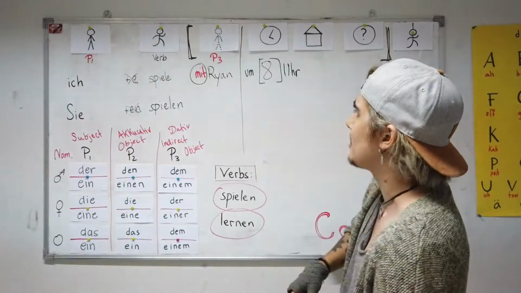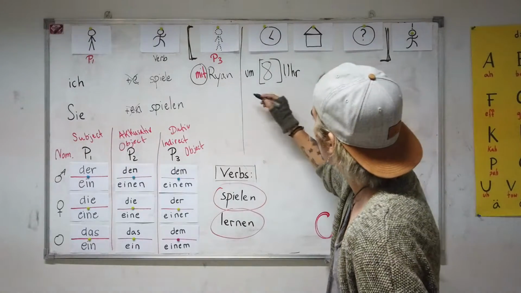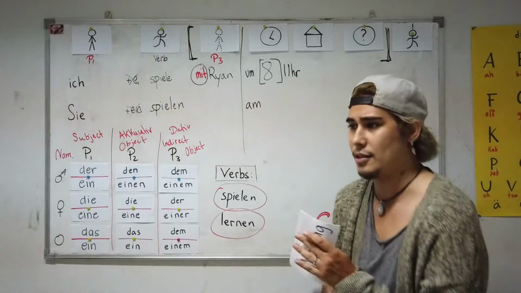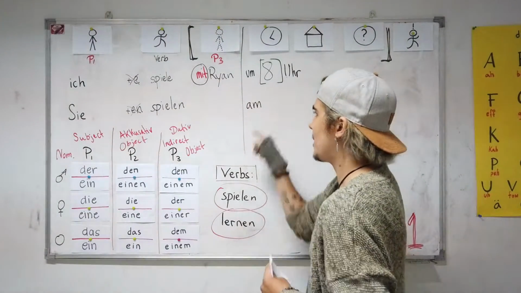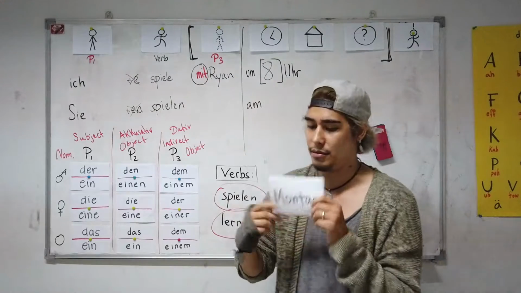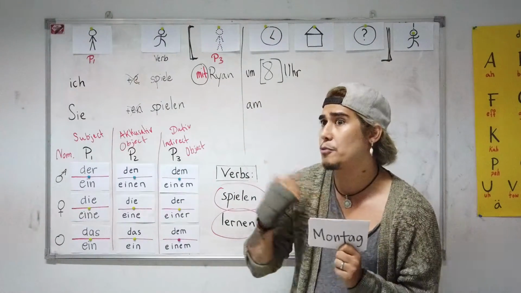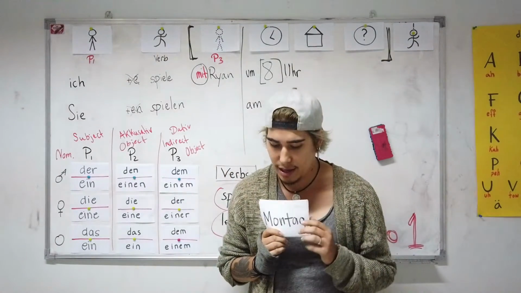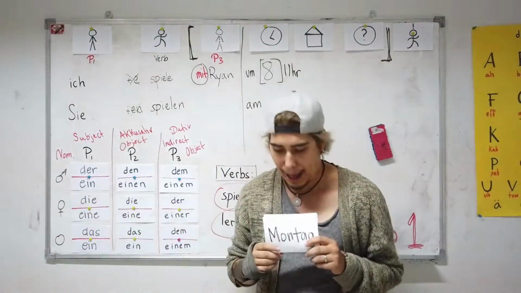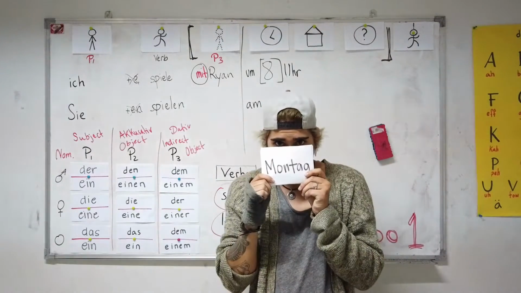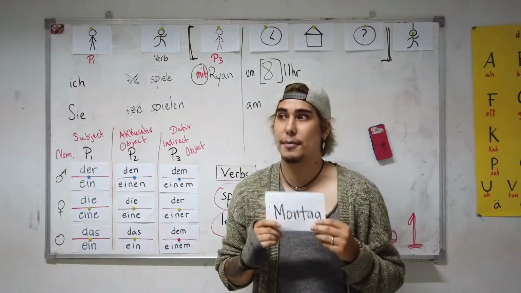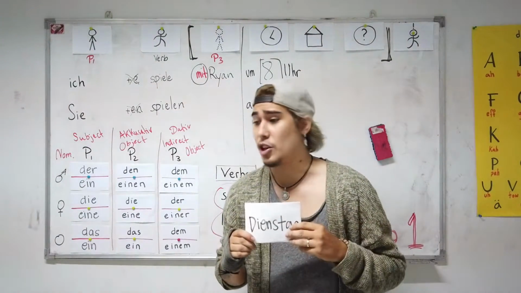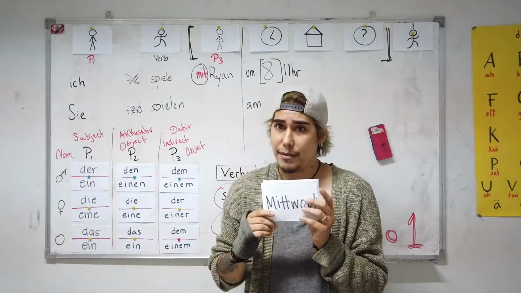If you want to add a date, this time let's go with a date. Then we've got these cards here that will represent the days. So if I want to play with Ryan on Monday, I will say, ich spiele mit Ryan am Montag. Ich spiele mit Ryan am Dienstag. Ich spiele mit Ryan am Mittwoch.